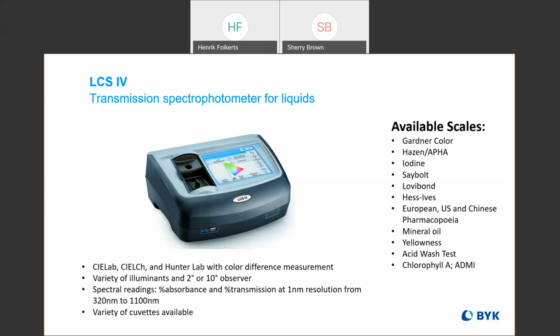In addition to all those things, the LCS can also measure all the same scales that the LCM can measure. It can measure the Gardner color, the Hazen, and it can measure additional scales as well that the LCM can't. So you see a list here on the right. This is actually not a complete list. There are additional scales it can measure.